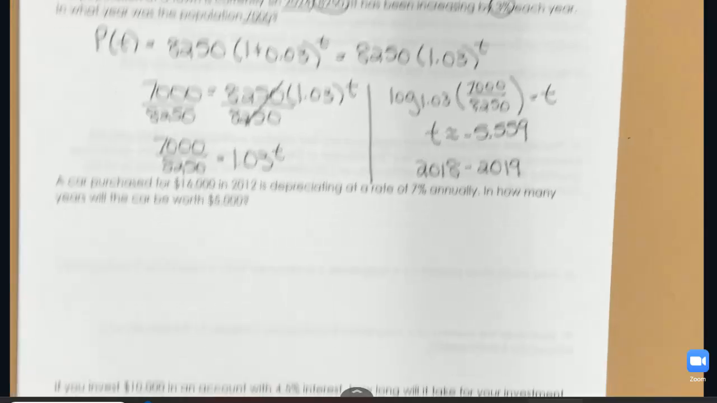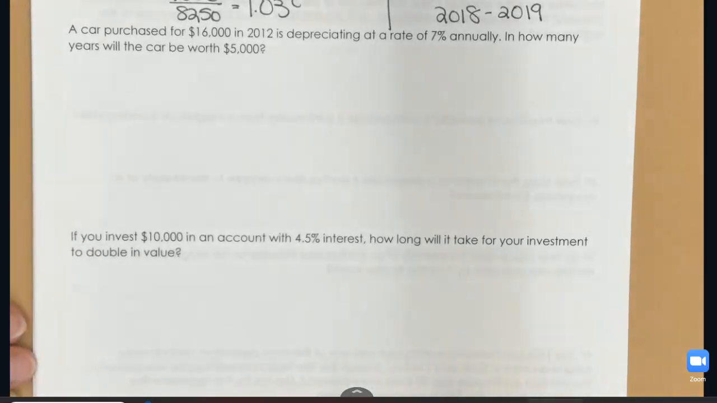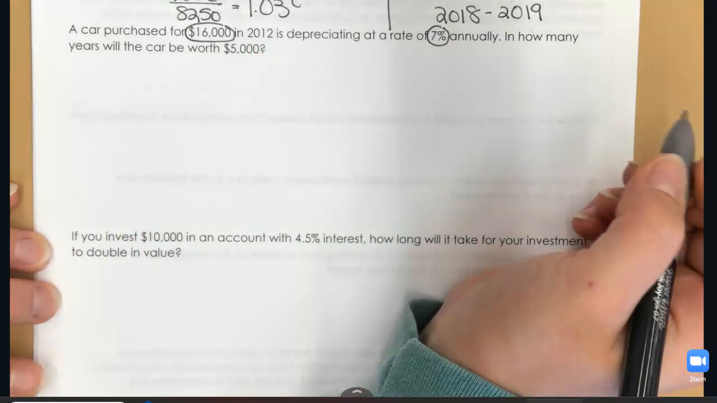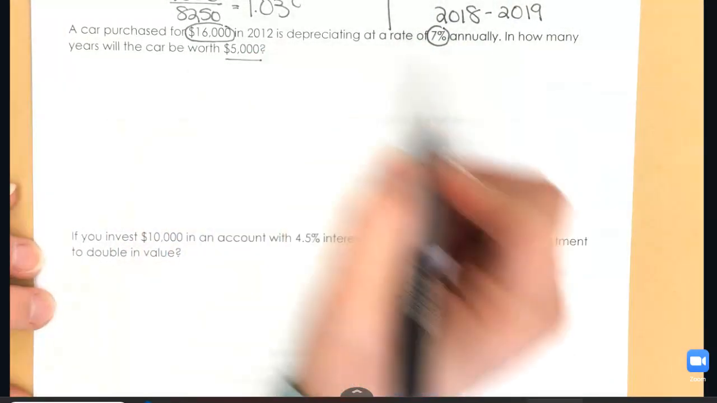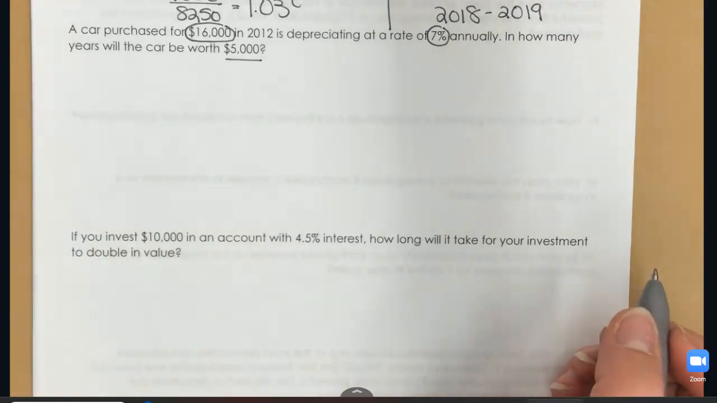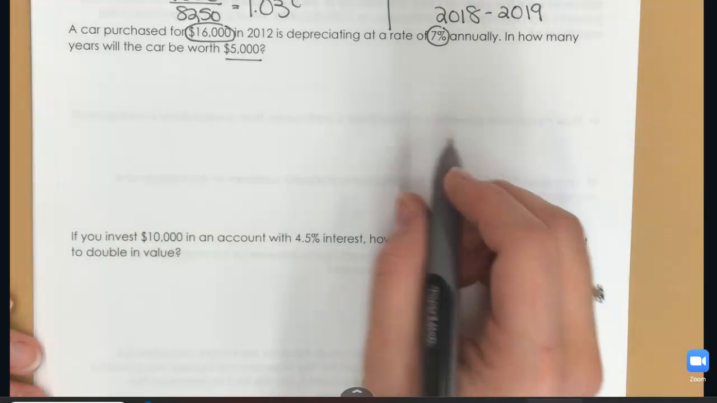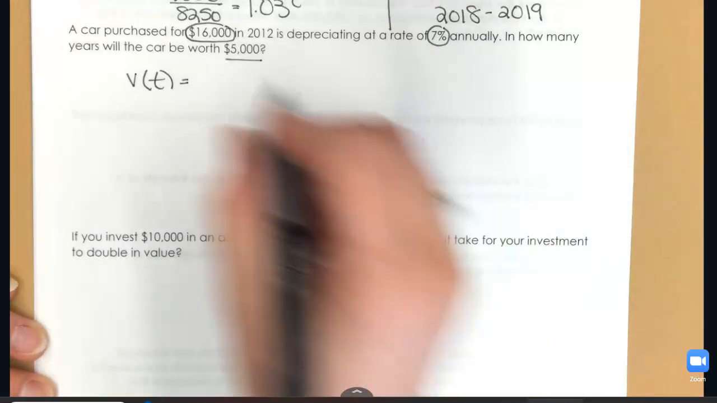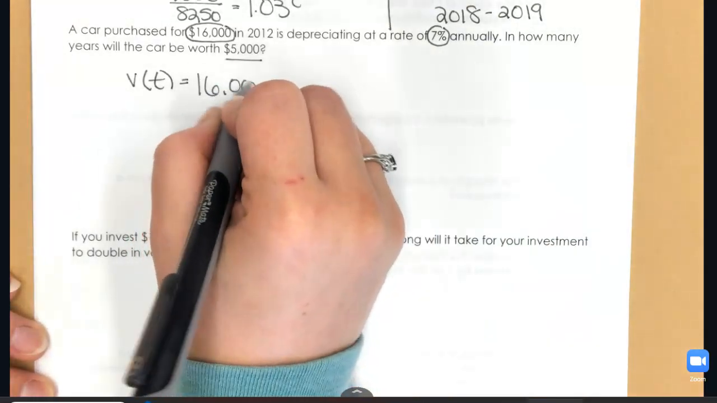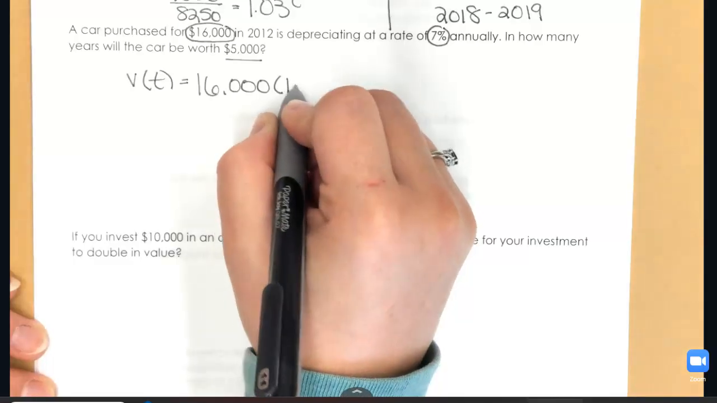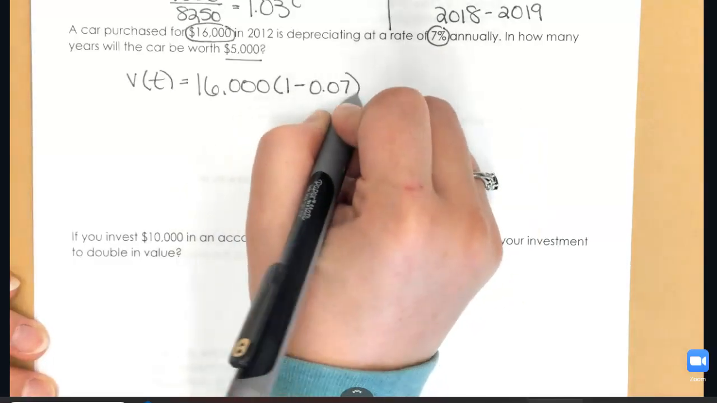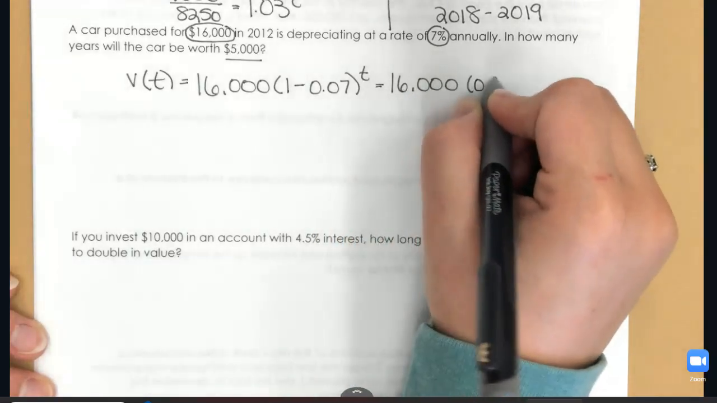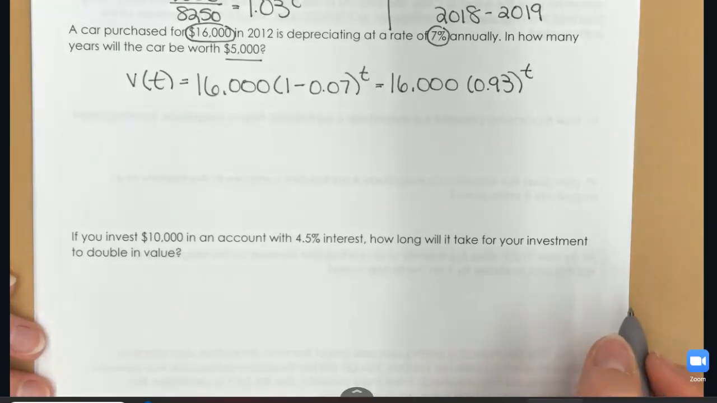Okay, moving on, I purchased a car for $16,000 in 2012, and it's depreciating at a rate of 7% annually. In how many years will it be worth $5,000? Well, first I need to again write the exponential decay equation for this one because we're depreciating. I'm going to call that V of t, the value of my car. So it had a starting initial value of 16,000. And this time I'm going to do 1 minus my depreciation rate because with this being decay, I want the base of my exponent to be a number less than 1, and it is 0.93.